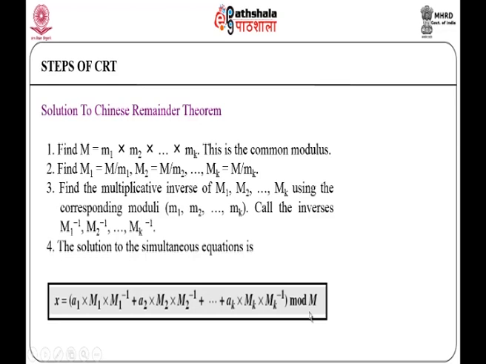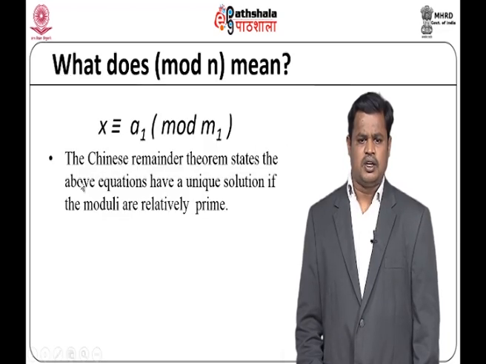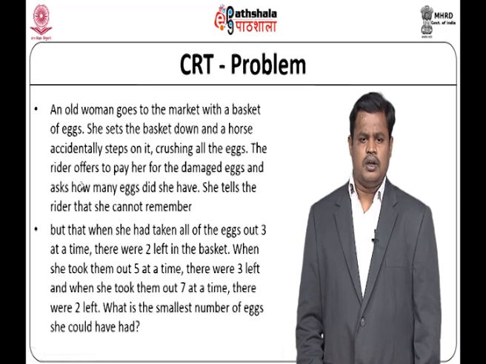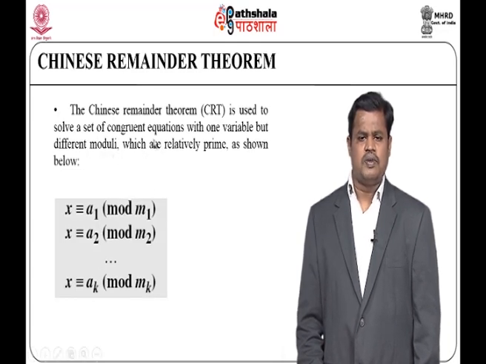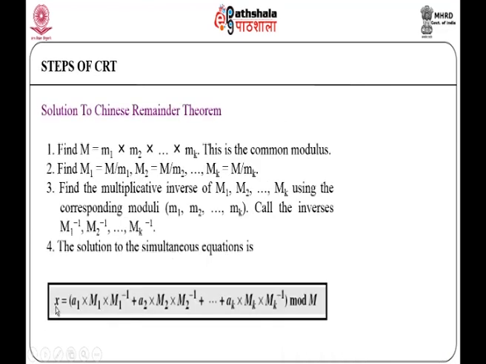So, we can understand here, if I want to solve, that is what we are saying in the case of our Chinese remainder theorem. Here is a set of congruent equations with one variable but different moduli. So, x is our one variable. Now, we can understand that this x can be obtained with the help of these 4 steps, by getting the common modulus.